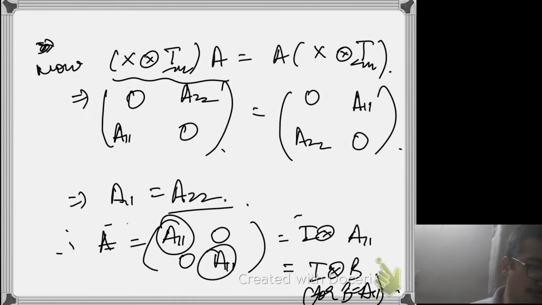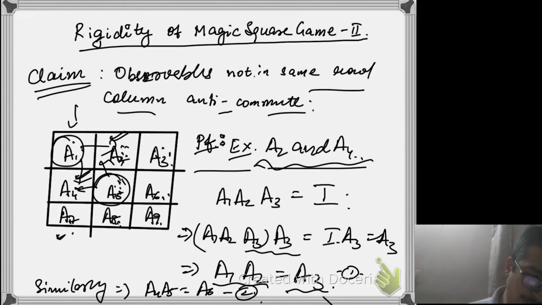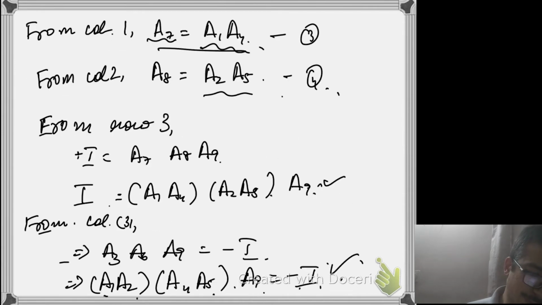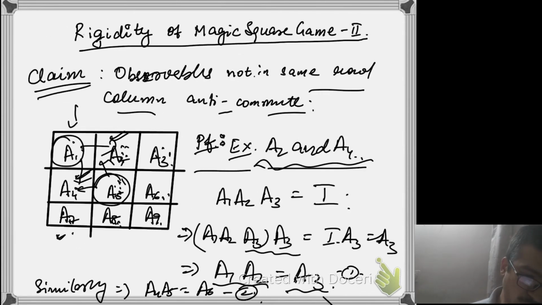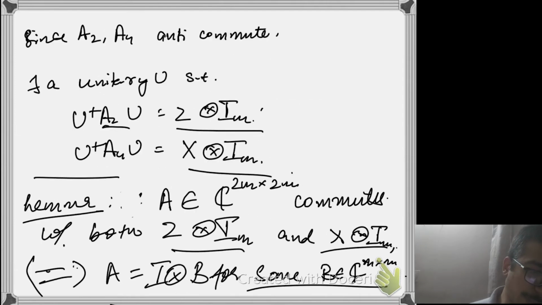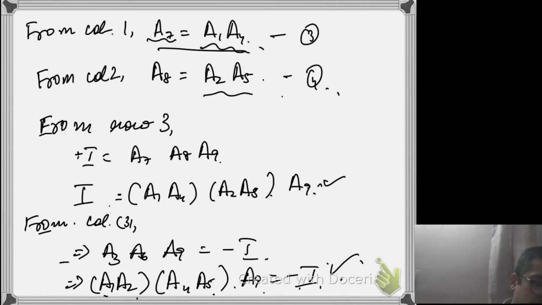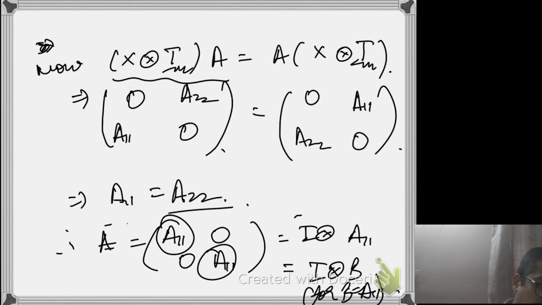So now what we saw was that A2 and A4 anti-commute. Once we saw that they were anti-commuting variables, I can take them to be Z tensor IM and X tensor IM. And A1 and A5 commute with Z tensor IM and X tensor IM, so they have to be of the form I tensor B. So let's just summarize what we have until now.